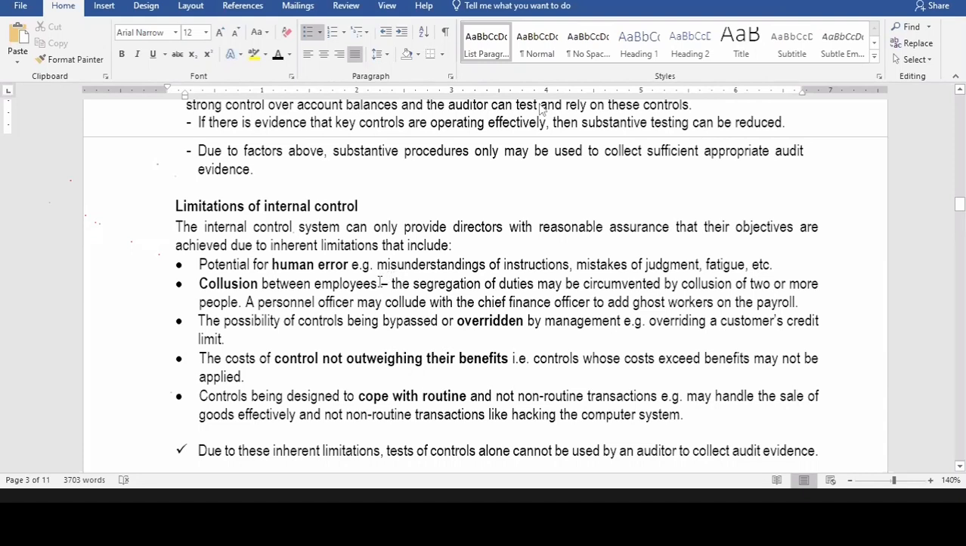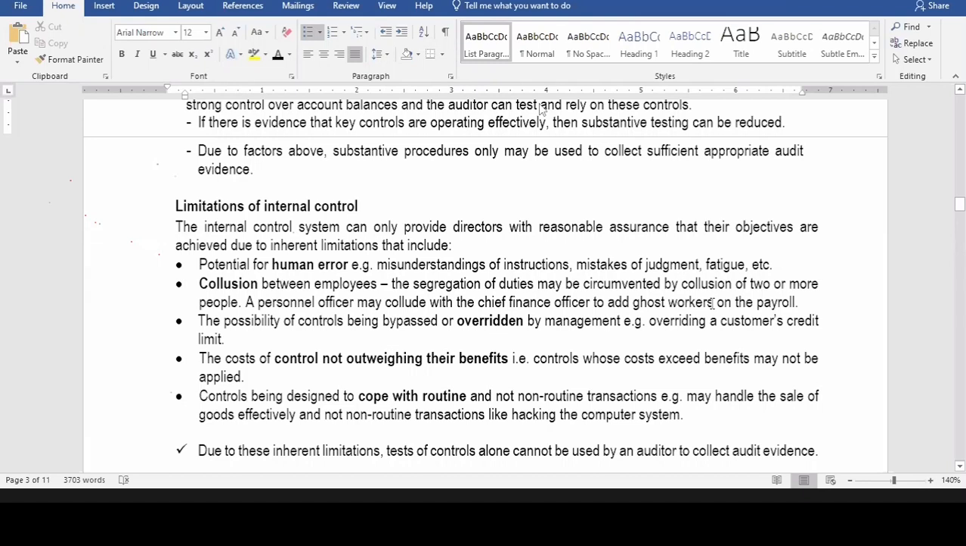2, collusion between employees. We are talking about segregating authorization, recording and keeping assets. People can collude. If you want to steal, we talked about fraud in topic 3. People will connive, will collude to steal. So segregation of duties may be circumvented by collusion of 2 or more people. A personnel officer may collude with the chief finance officer to add ghost workers on the payroll. This is what happens.